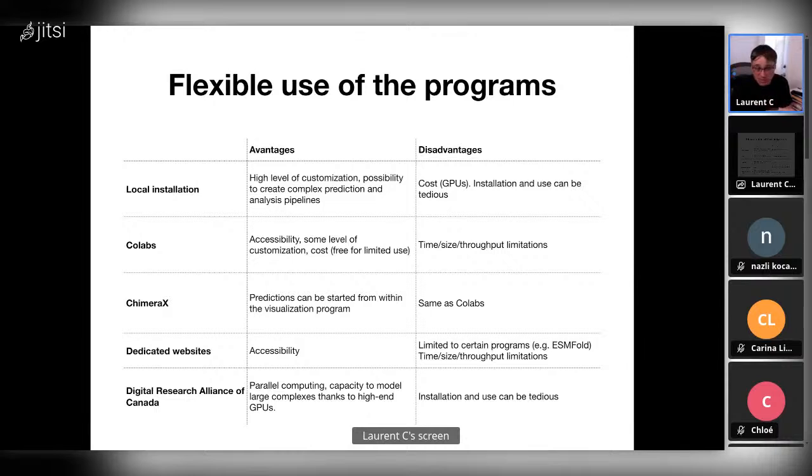You also have some dedicated websites, and you can also use clusters. In my lab, we use a lot the computing power of the Digital Research Alliance of Canada. The advantage here is that you can perform parallel computing, so you also have the capacity to model very large complexes thanks to high-end GPUs. And so you have a lot of flexibility in how you can use these programs.